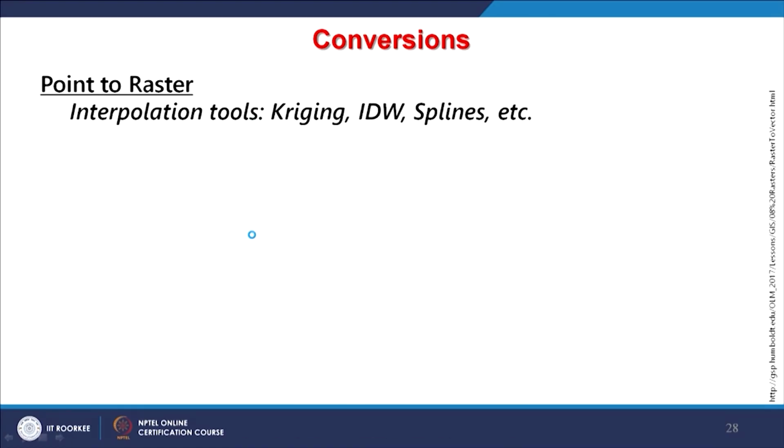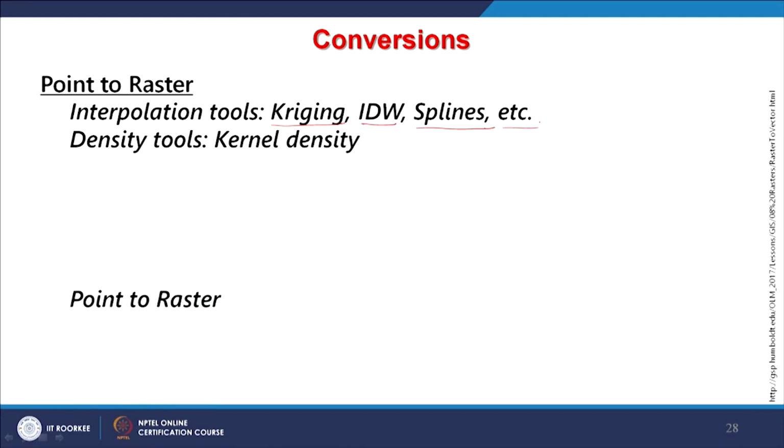Now, point to raster data means creating continuous from discrete, and the tools available for us are interpolation tools. These interpolation tools include various techniques, for example Kriging, a very popular one, inverse distance weighted method, spline and many more, and variants of these tools are also available. Not only in this particular software, but many software packages have them. Density tools are also available, because point data density analysis is required in many applications.